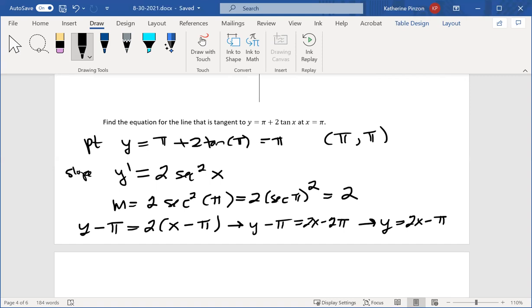You might have to be careful because your calculator might not have a secant button in it. You have to use the 1 over cosine button. So Desmos is great. You can just type in secant. It has all the buttons.